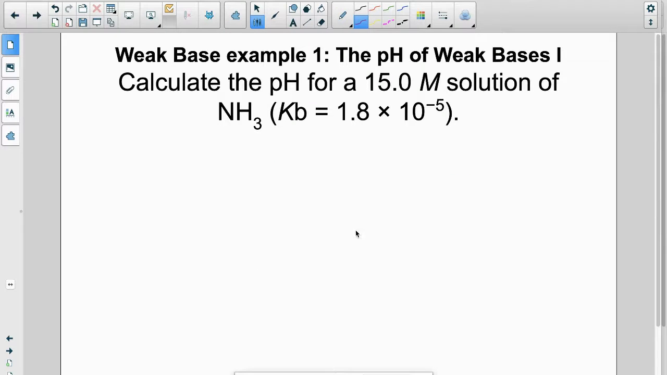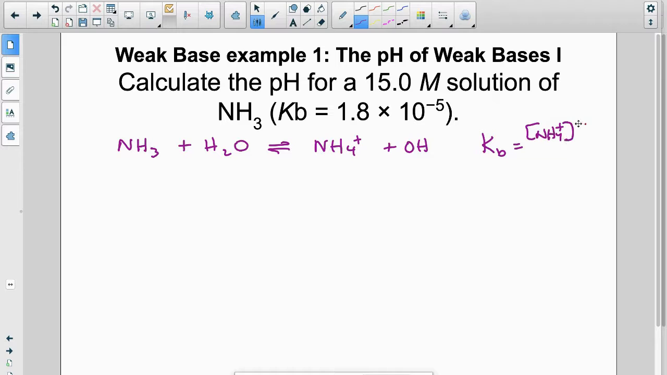Our first weak equilibrium example is calculating the pH for a 15 molar solution of NH3. So first you always want to write down the reaction. So take the weak base, ionize it in water, and write down the equilibrium reaction. And then we want to write down our Kb expression, which will be NH4 plus over OH minus over the concentration of NH3. So now we want to set up our RICE table.